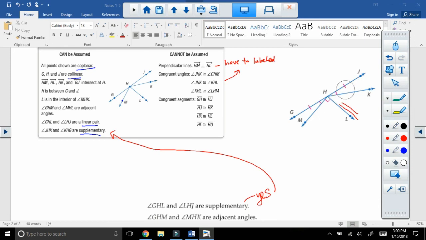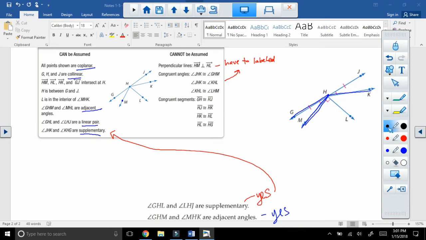For the next question, the last one here, it says, can we assume that these are adjacent angles? It says angle GHM and angle MHK. Can we assume that these are adjacent angles? The answer to that is also yes. We can assume adjacent angles.